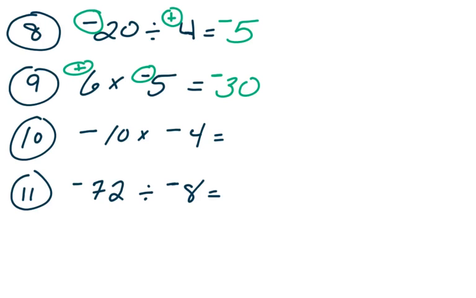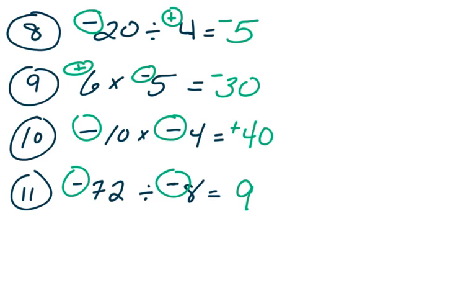Number 10, 10 times 4 is 40, so I write that. I have a negative times a negative. Same signs will always give me a plus answer, or a positive, or a normal answer. And the last one, number 11, 72 divided by 8 is 9. They're both negative numbers, same signs mean my answer is going to be a positive or a regular number. Okay, and remember, you don't always have to write the positive. You could just write the regular number down.